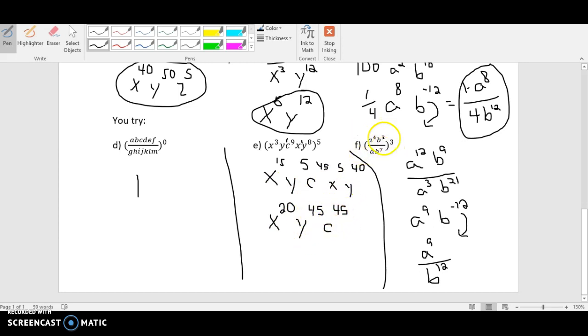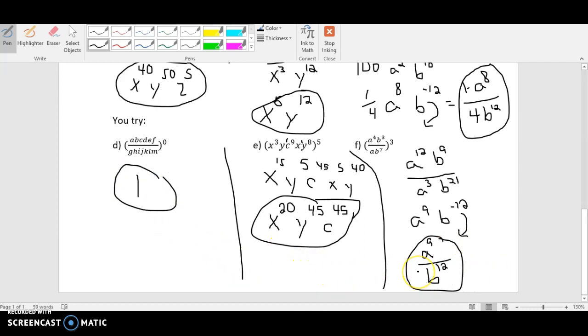Last but not least, you have this one over here, F. You have to go ahead first and do your power rule, a to the 12th, b to the 9th, over a to the 3rd, b to the 21st. I don't see any multiplication rules, so then I'll go ahead and do the division rule. I end up with a to the 9th and b to the negative 12th. Let me circle these. You know this is the answer. Okay, and then after I do that, I look and say, oh, I have a negative exponent. It means to move to the denominator, and this is what your final answer will be.